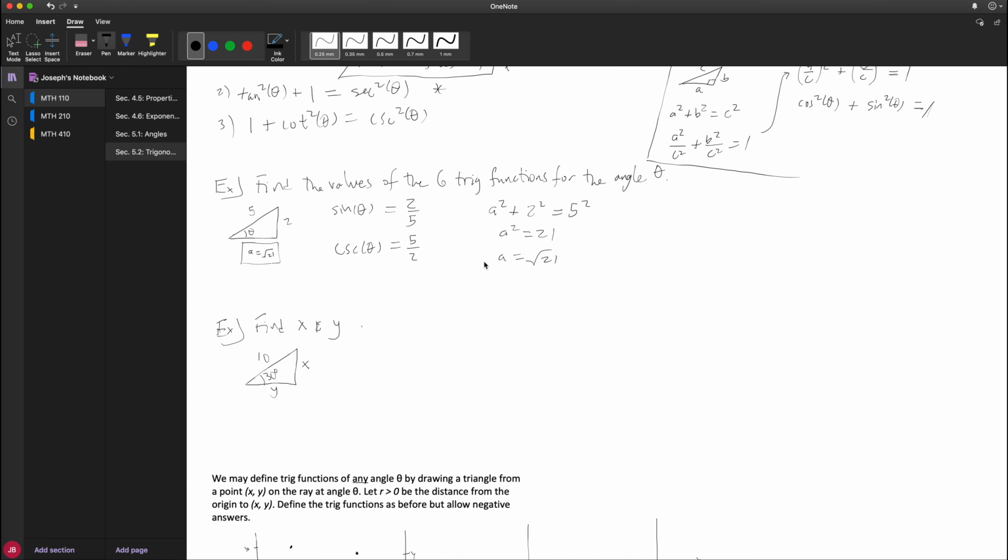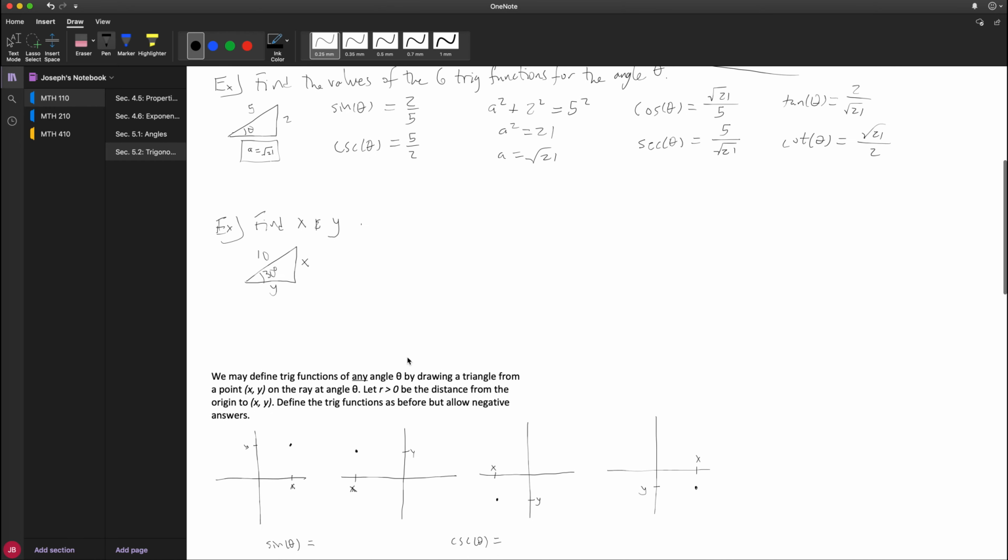Okay, well now what that tells me is that, well, I can find the cosine of theta. That is adjacent over hypotenuse, so root 21 over 5. I get the secant of theta for free by flipping the fraction upside down. Don't worry about rationalizing. And finally, I also get the tangent and cotangent. So tangent theta is going to be 2 over root 21. And cotangent theta will be root 21 over 2. Right?